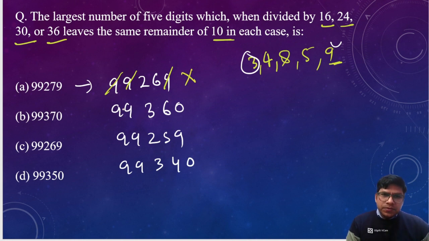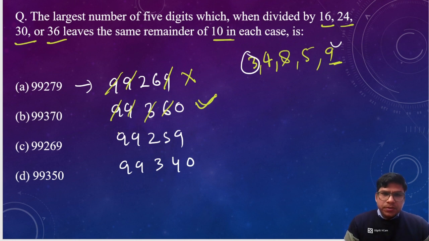If we go through the second option, 9, 9, 6 plus 3, 9. So this is exactly divisible by 9. So this may be our answer. At this point of time, we cannot choose option B as the right answer. We must go through all the options.